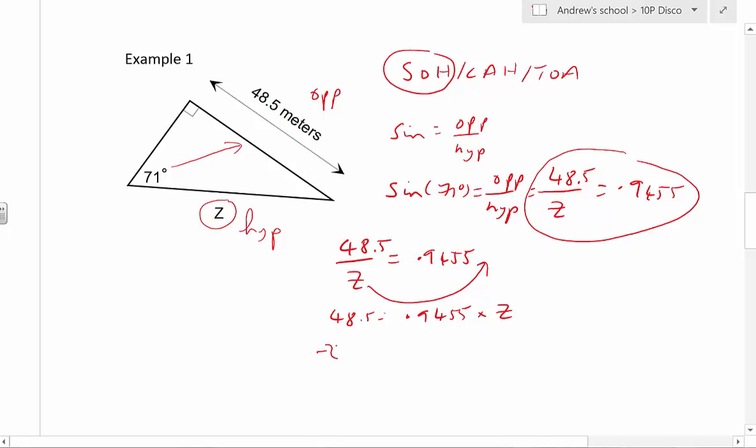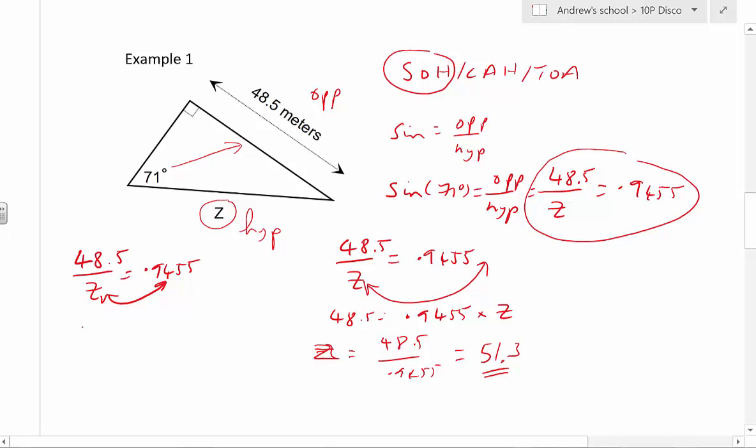So z is 48.5 divided by 0.9455. And when I do that calculation, I get an answer of 51.3. Actually, all I've done is taken the 48.5 over z equals 0.9455 and swapped over the z and the other number. So 48.5 divided by 0.9455 is equal to z. And we have our answer of 51.3 meters.